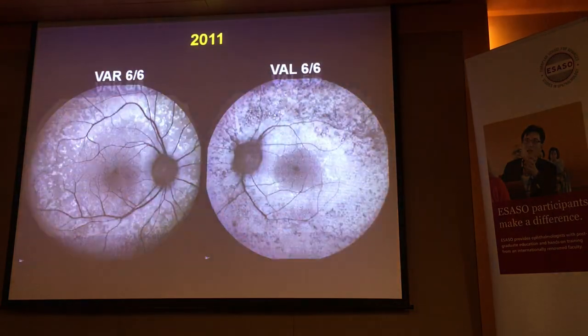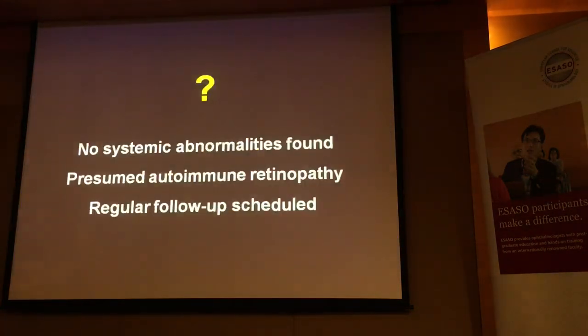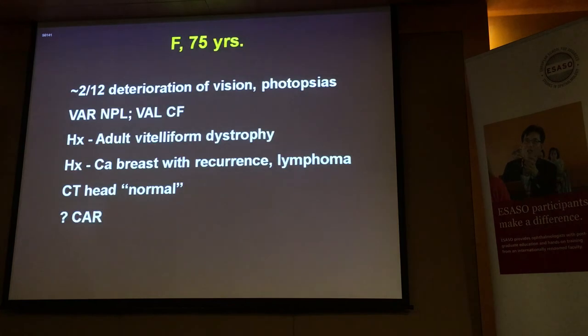So I think we'll skip that case. And just go on to this last one before stopping. Patient, 75 years of age, no light perception, counting fingers, photopsias, said to be out of the telephone distributor, but looks more like a macular hole, and has got two known diseases, carcinoma of the breast, and lymphoma. So we assumed, as the CT head came back normal, that this was carcinoma associated retinopathy.